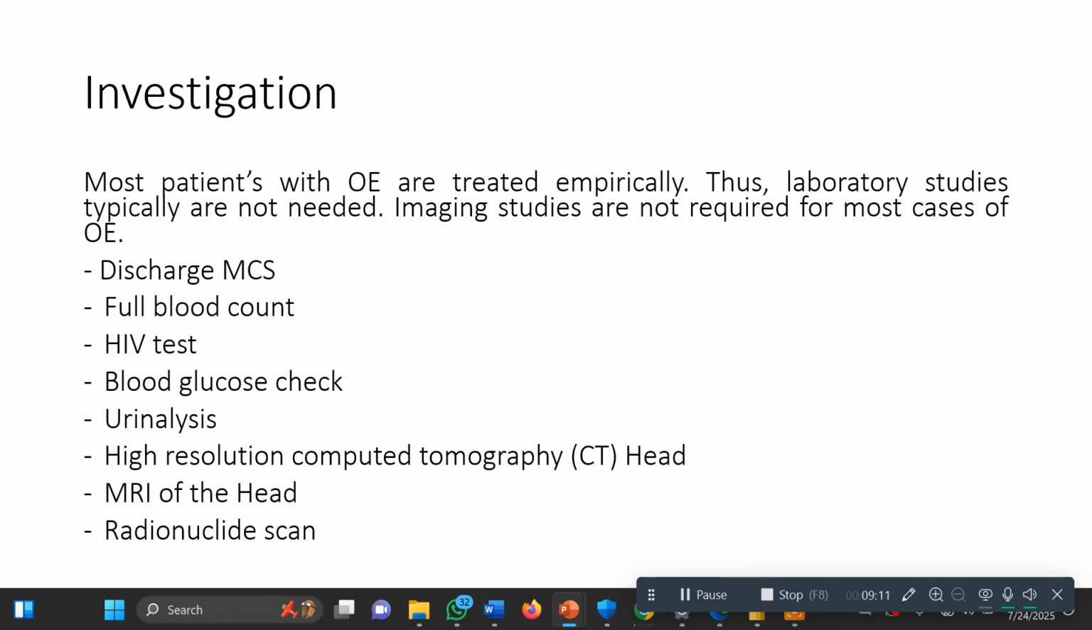We can also do urinalysis for patients who can afford it and centers that have the machines. We can also do a high resolution CT scan of the head, MRI of the head, and even a radionuclide scan. But commonly, we do our full blood count and baseline investigations, blood sugar, and the rest of them.